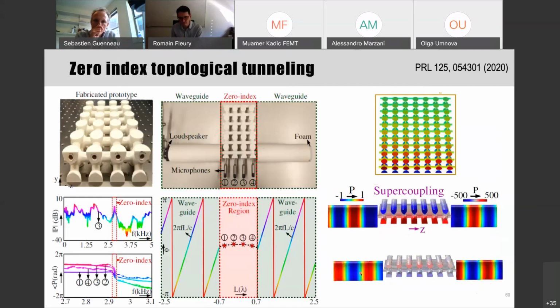If you tune the width of that waveguide, you need to tune the impedance of that waveguide to this one. So you need to tune that width to show this phenomenon.